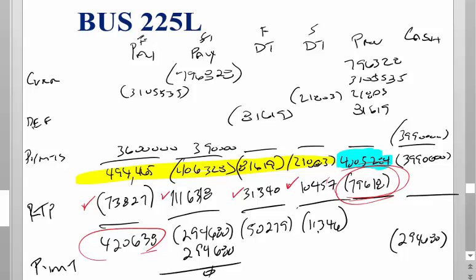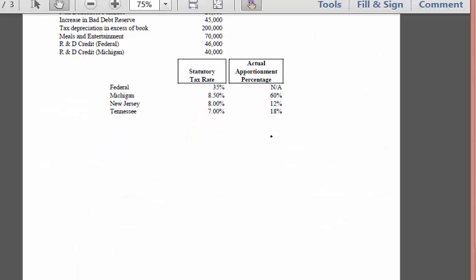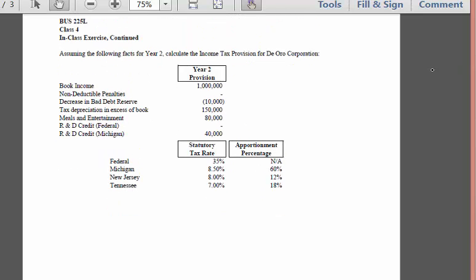Okay, so now we're going to do year two. Here are our year two facts. We make $1 million of income. Our bad debt reserve decreases. We have more tax depreciation, meals, Michigan credits, and then our states. Here's what I want you to do. I want you to do the year two provision and figure out the rate rec, and get the rate rec right. Don't just do the rate rec, do it right. Work in your groups. The facts here are pretty simple, there aren't many moving parts, so try to work quickly and get the rate rec to work correctly.